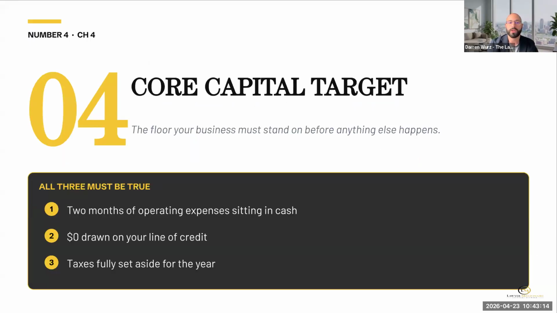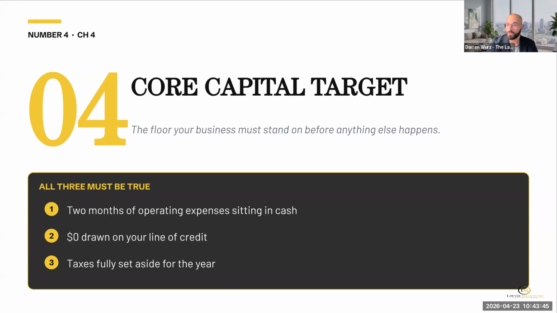Okay. Number four is the core capital target. Core capital, as I like to call it, the business emergency fund. And so many law firms and businesses don't have one. We're operating on razor thin margins. We really need to have a cash reserve. So, core capital target. What is your core capital target?